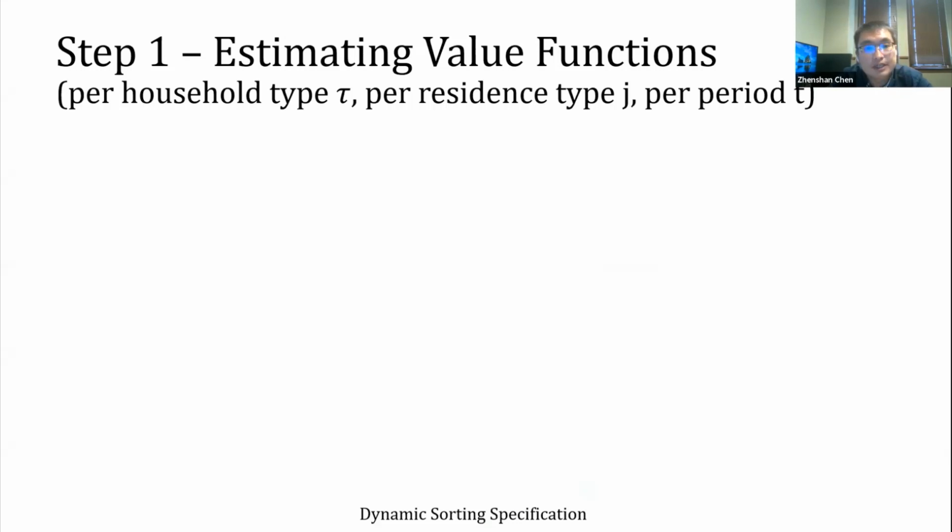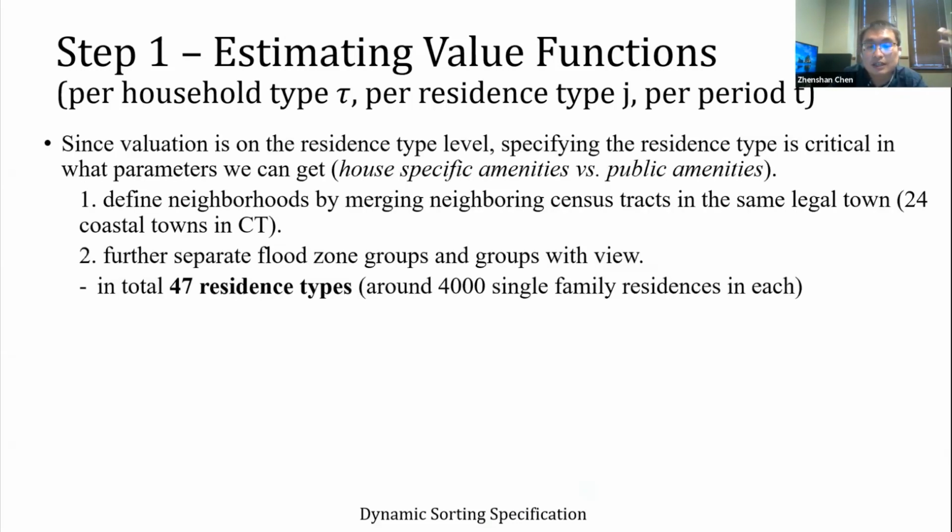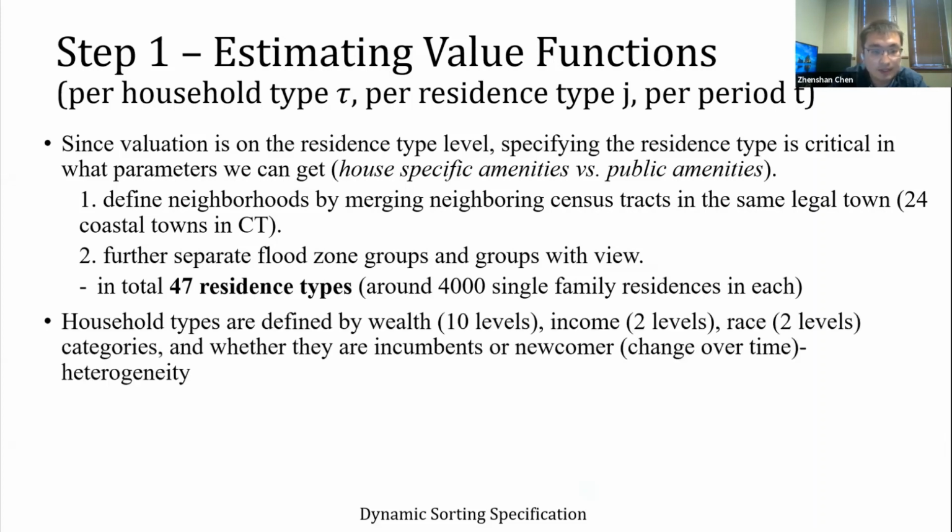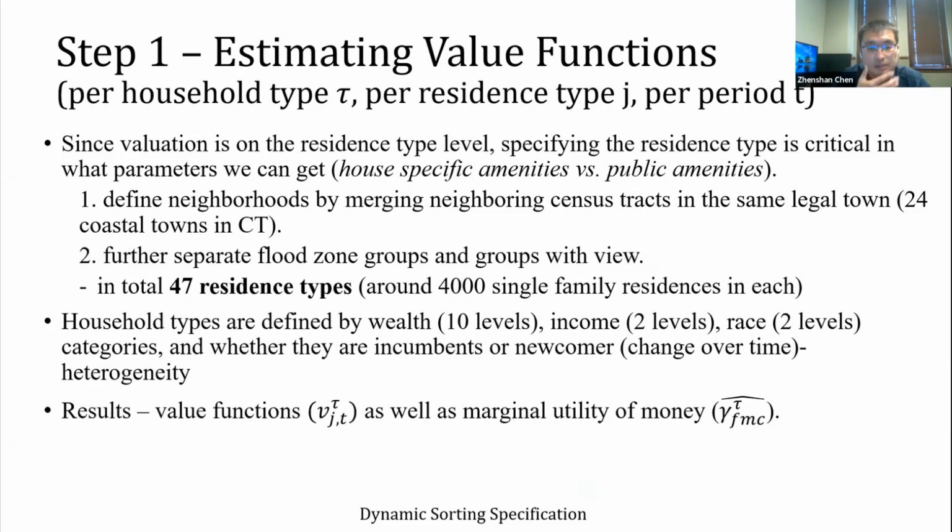So here are some details. We specify residence types and household types in the coastal region. In total, we have 47 residence types. There are around 4,000 single-family residences in each residence type. And the household types are defined by wealth, income, and race, and also whether they're incumbents or newcomers, since they have different local experience and different perspectives. Structurally in the model, we need to give them different assumptions.